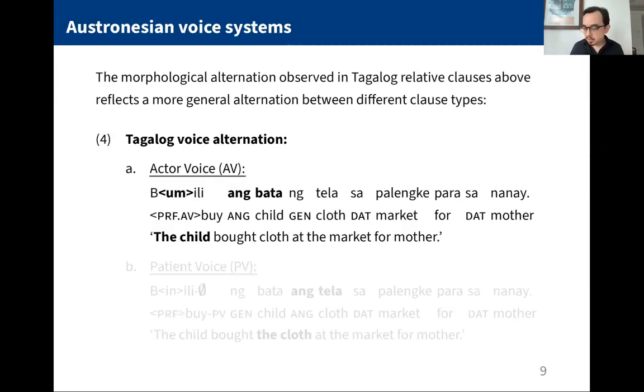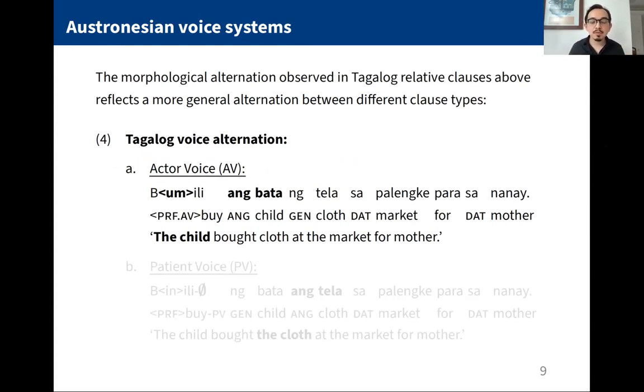So for starters, the morphological alternation that was observed in Tagalog is actually part of a much more general alternation between different clause types. This is probably familiar for many of you, but in Tagalog, which is a verb-initial language, there are just different forms of the verb, different clause types that vary in the following way.